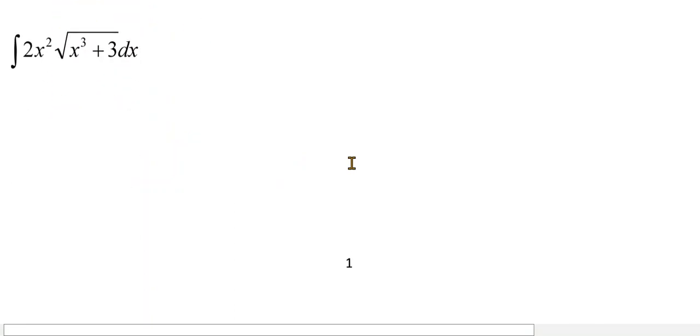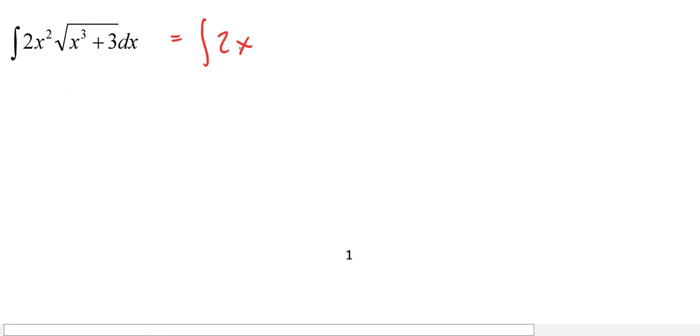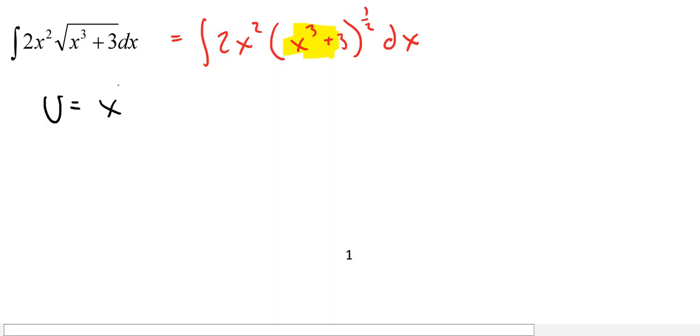Here we have another composite function, and we want to rewrite this perhaps as 2x squared times x cubed plus 3 to the 1/2 power dx. You can see we have a function inside of another function. My inside function, u, is x cubed plus 3, and n is the exponent, which is 1/2. And then we have all this other stuff, which we'll play around with in a moment.